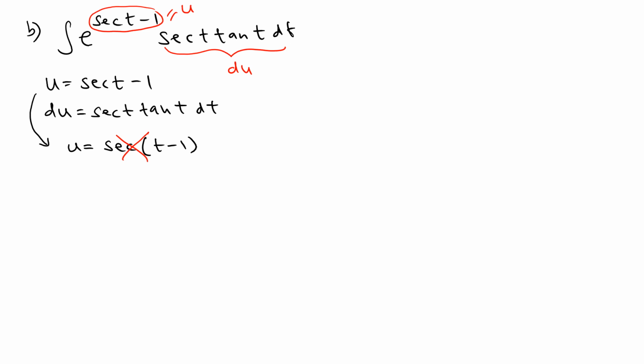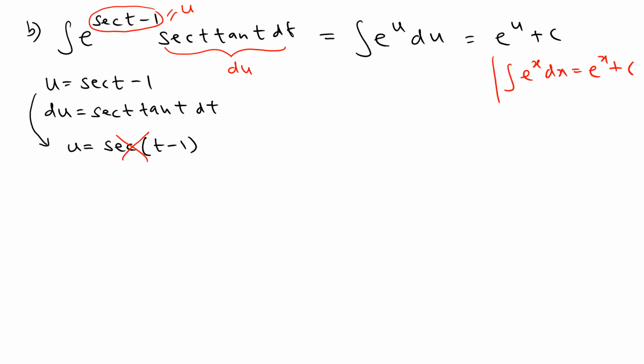Since we have everything here, we can substitute. It is e to the u, because this part is simply u, and secant t tan t dt is simply du. You can see how easy. We know the integral of e to the x dx is e to the x, so this is e to the u plus c. Now we substitute back: e to the secant t minus 1, plus c. You need to be careful with how to use parentheses, or any kind of brackets.